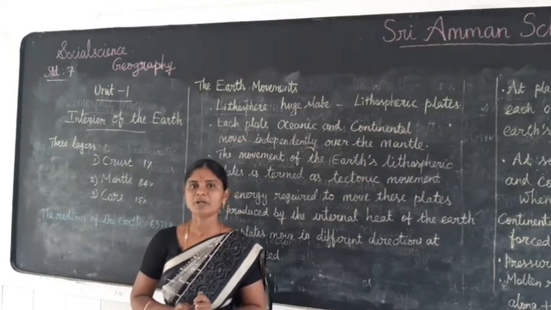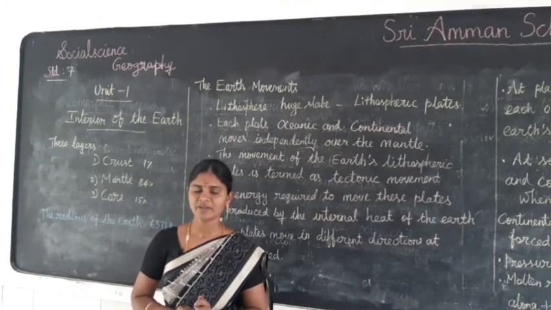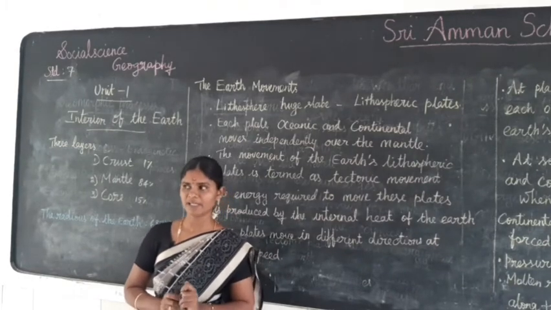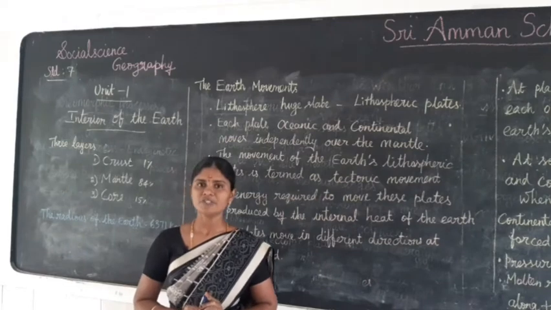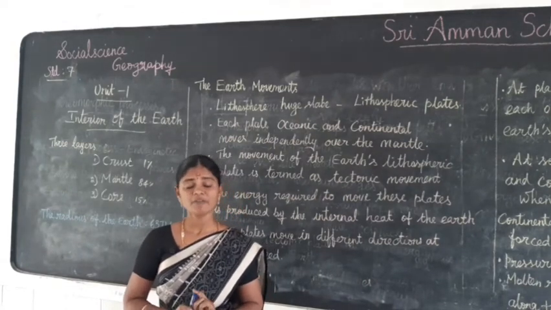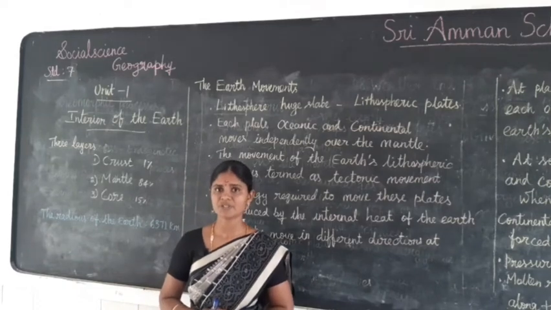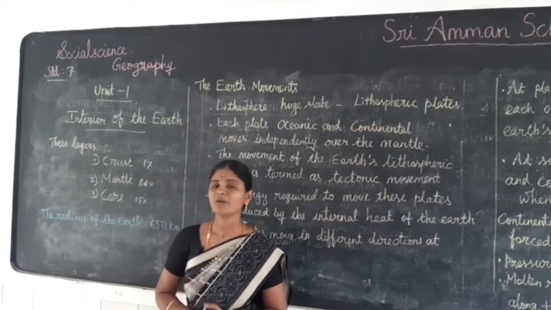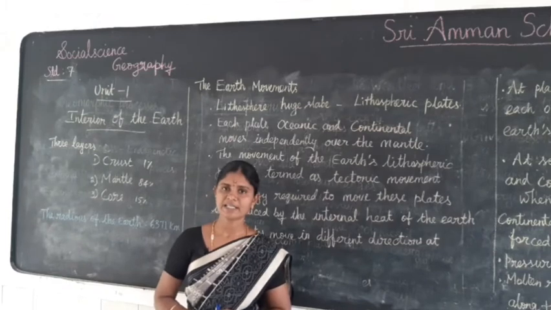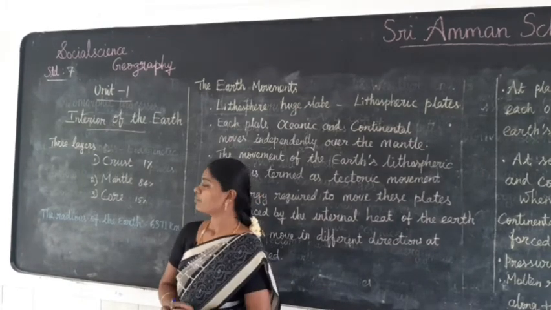We can remember once again what we saw in our last video. Interior of the Earth, the four spheres of the Earth. Earth is made up of four spheres, that is lithosphere, hydrosphere, atmosphere and biosphere. The interior of the Earth is divided into three layers, that are crust, mantle, core.